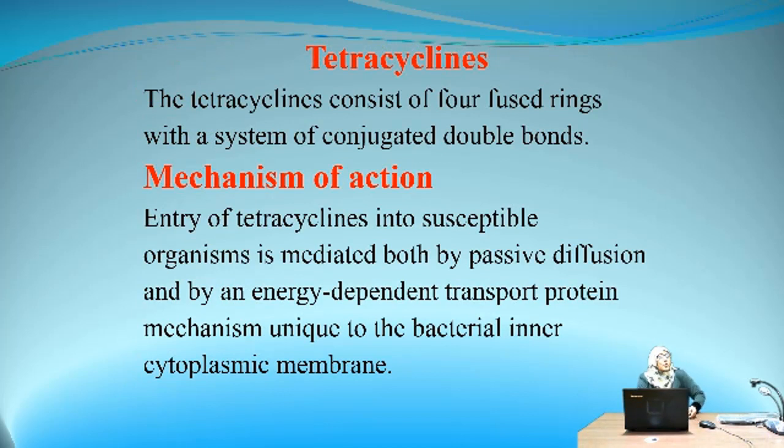Here we are talking about tetracyclines. The tetracyclines consist of 4 fused rings with a system of conjugated double bonds. So the chemical structure of tetracycline consists of 4 fused rings with a system of conjugated double bonds.